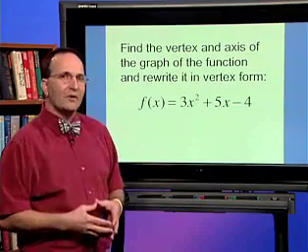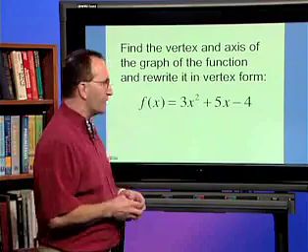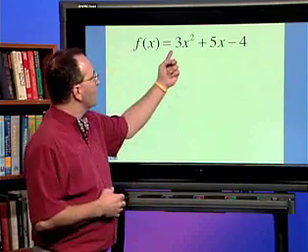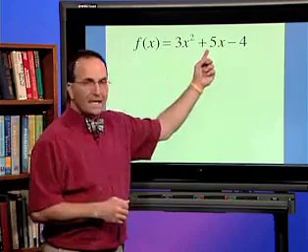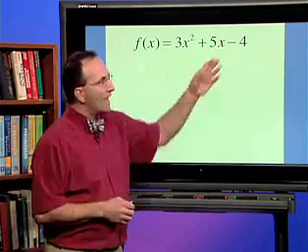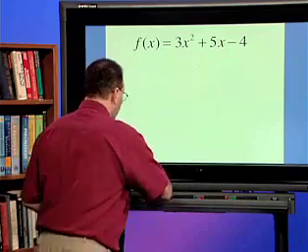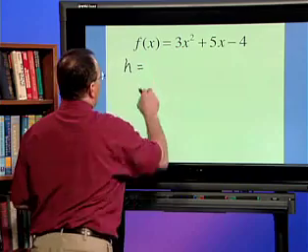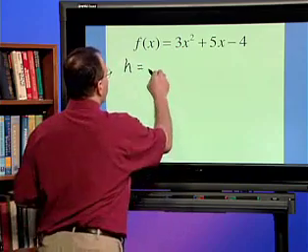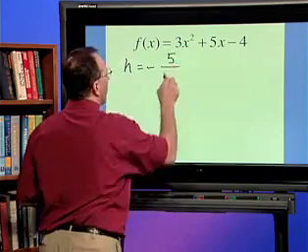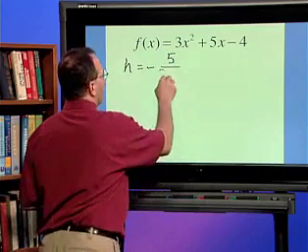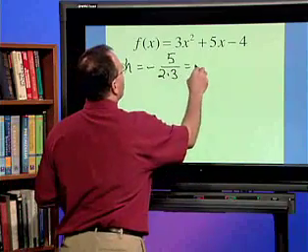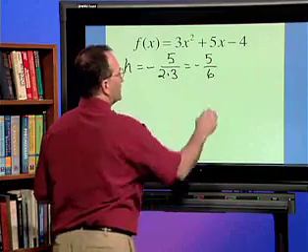All right, let's find out how you did on this particular problem. Let me go to this screen where I have more room. Of course, you know that a is equal to 3, b is equal to positive 5, and c is equal to negative 4. So the first thing that I'm going to calculate is my h value. My h value is equal to negative b over 2 times a, so 2 times 3. That gives me an h value of negative 5/6.